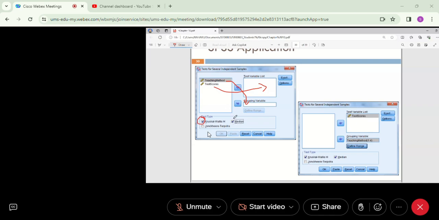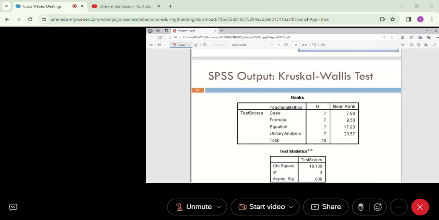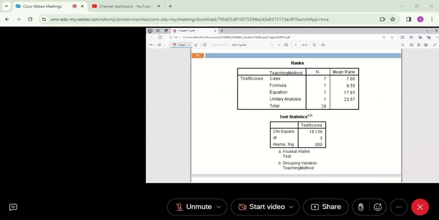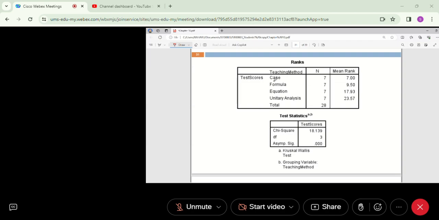If you want, you can add the median. So it becomes like this. You need to define the range of the code for the method. We have 4, so 1 until 4. So this is the example of the output. It shows that the teaching method using case study has the lowest mean rank of the test score, and the unitary analysis method gives you the highest mean rank of test score.